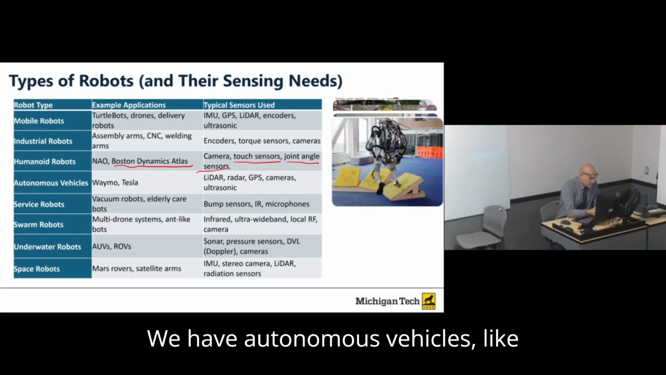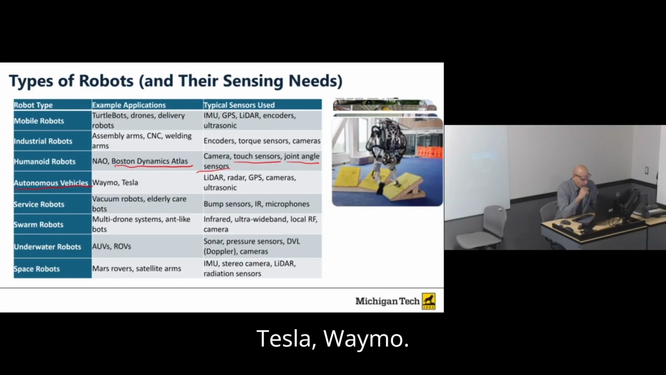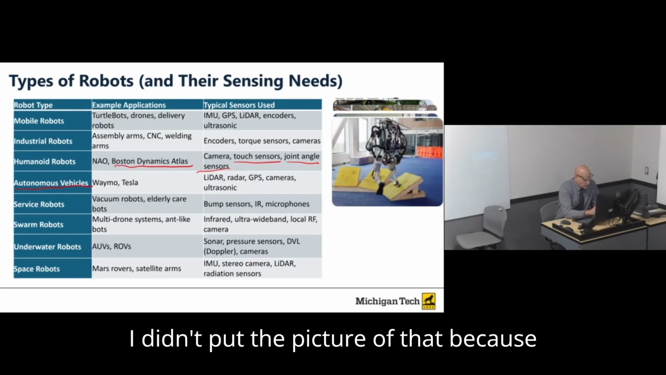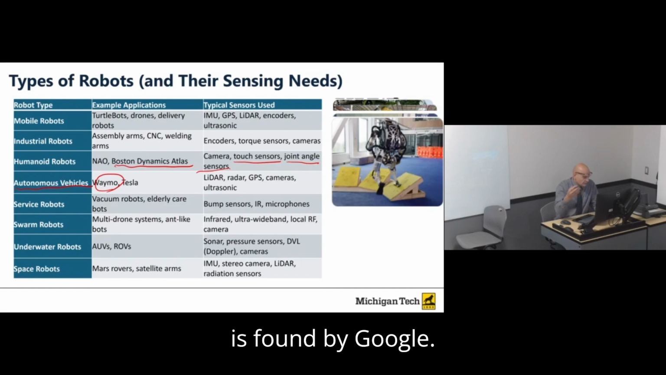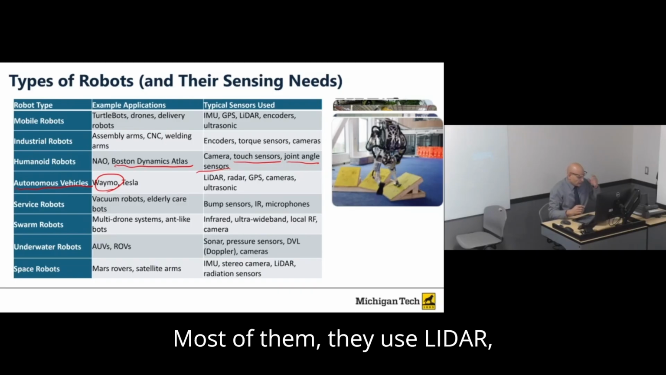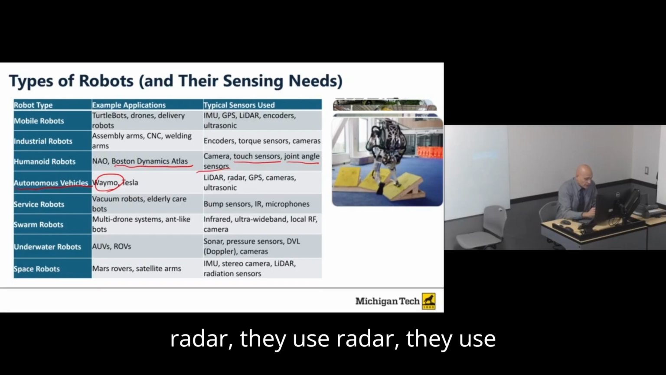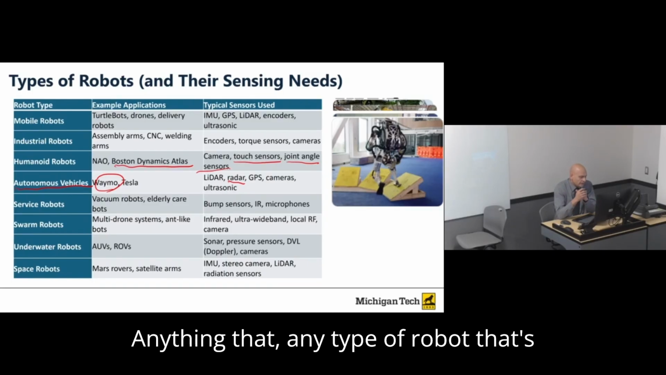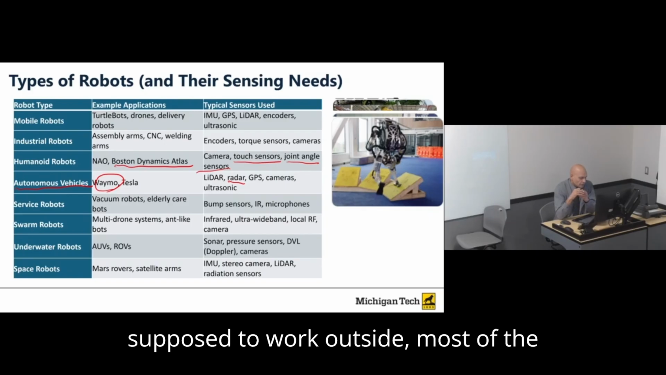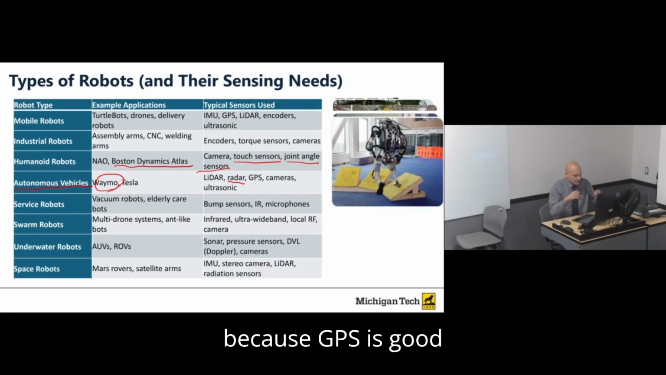We have autonomous vehicles like Tesla, Waymo. I didn't put a picture of that because you know that everywhere. Waymo was founded by Google. It's very famous. Most of them use lidar, radar. They use GPS for sure. Any type of robot that's supposed to work outside, most of the time they use GPS because GPS is good localization.